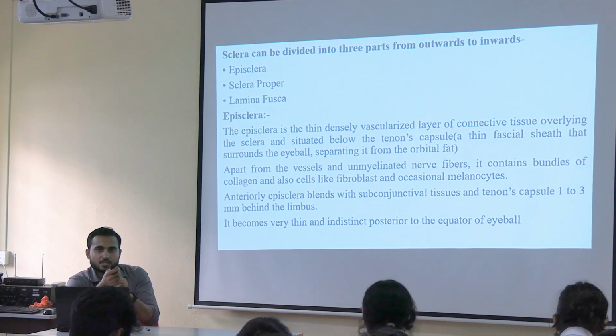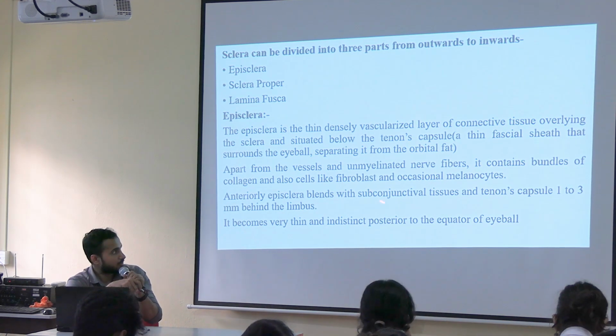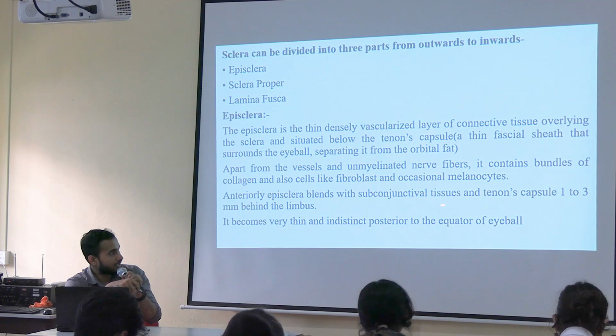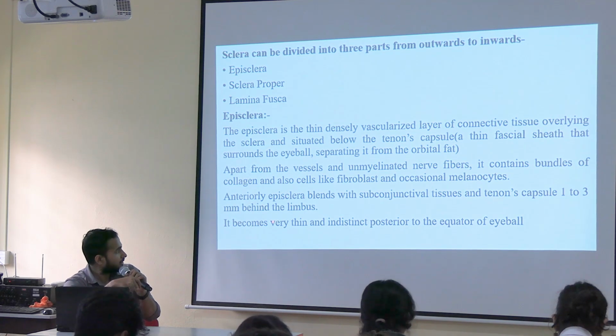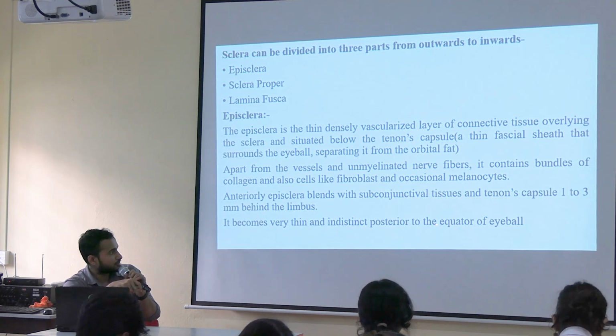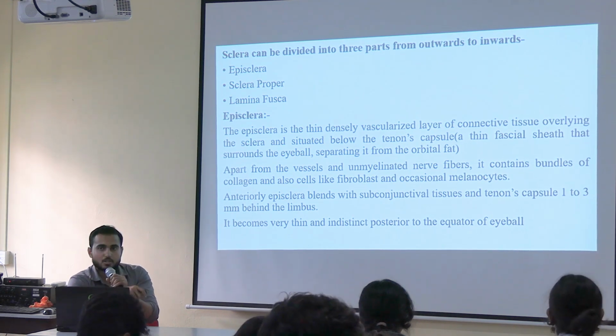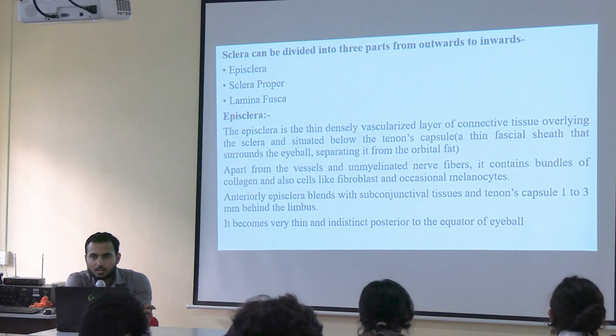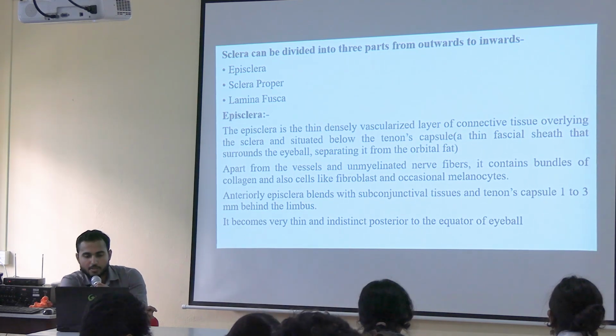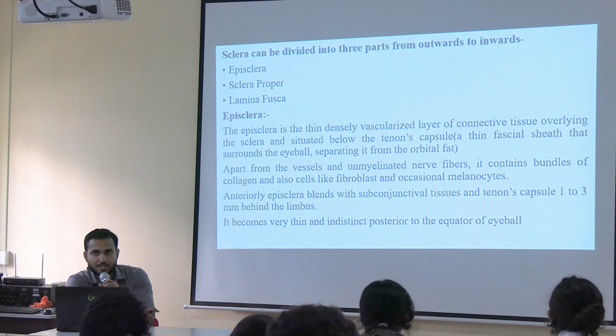Now, anteriorly, the Episclera will blend with the conjunctiva, subconjunctival tissue, and Tenon's capsule, and it becomes very thin posterior to the equator of the eyeball. Why does it become very thin? Because it is pierced by the optic nerve. That's why it becomes very thin. So, this is the Episclera.